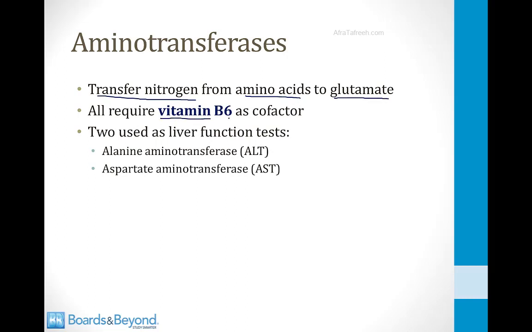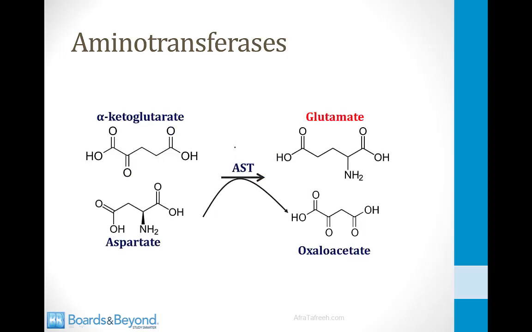All of them require vitamin B6 as a cofactor, and there are two aminotransferases that you probably know very well from liver function tests. Two of the liver function tests are measurement of levels of alanine aminotransferase, or ALT, and aspartate aminotransferase, or AST. And these are two of the many enzymes that participate in removal of the amino groups from amino acids. Just to make this very clear, let's take a look at one of the aminotransferase reactions.